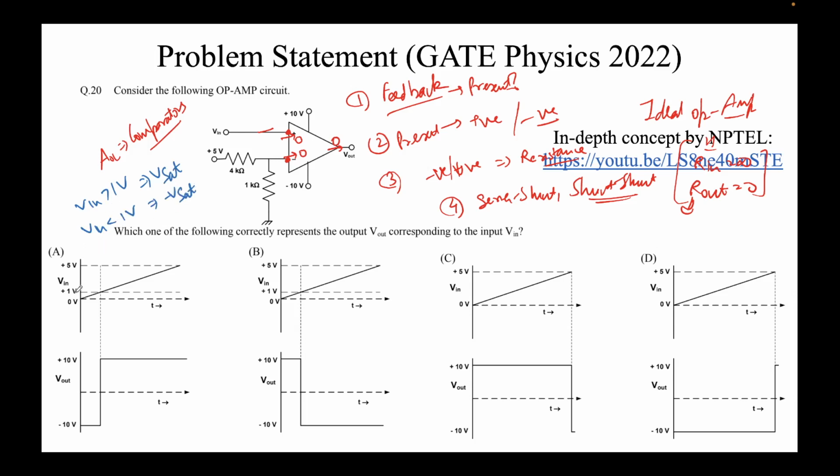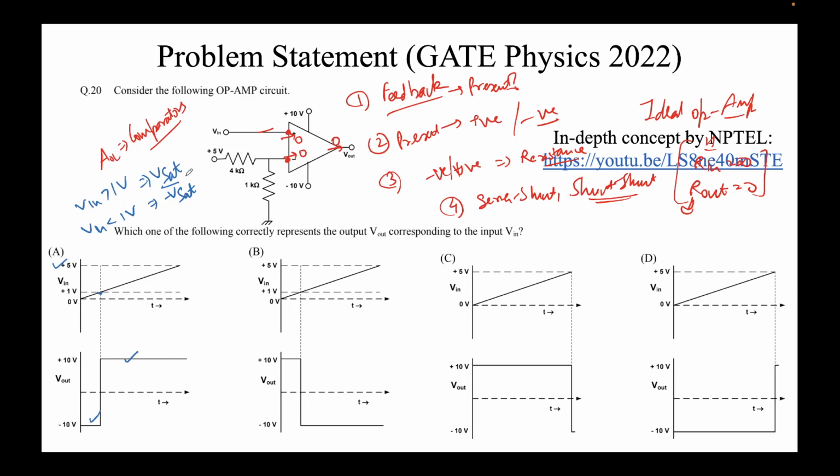Let's say in this option, V in is greater than 1 volt in this region, correct? So we should get plus V sat, and we are getting plus V sat here. If V in is less than 1 volt, we should get minus V sat, and below this point we are getting minus V sat. So this is correct here and correct here. This seems like the correct answer, but for the sake of completeness, I'll confirm. V in is greater than 1 volt, so this is V in greater than 1 volt.